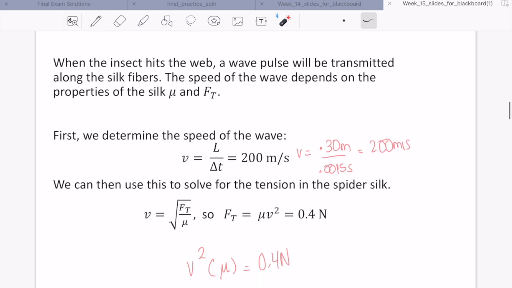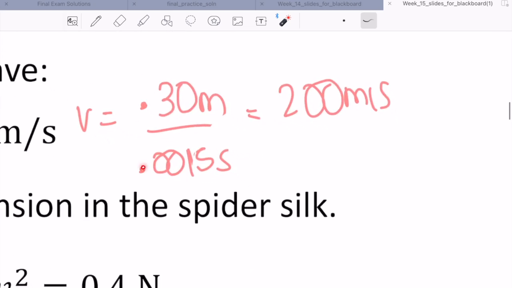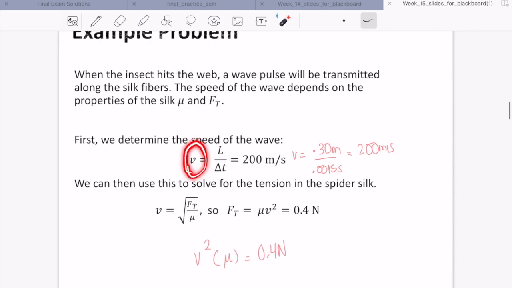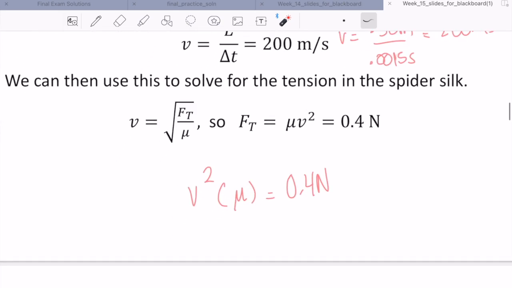1.5 milliseconds is the same thing as 0.0015 seconds. So we should say 0.30 divided by 0.0015. We should get 200 meters per second as the speed of the wave. So that's the speed of the wave.